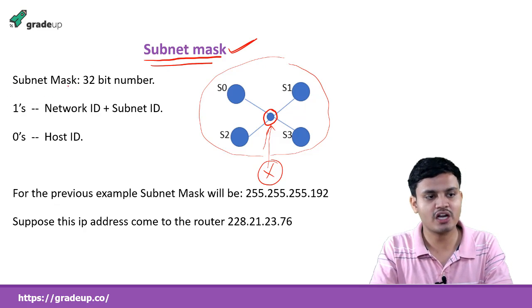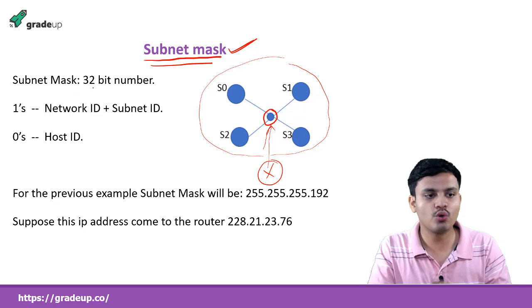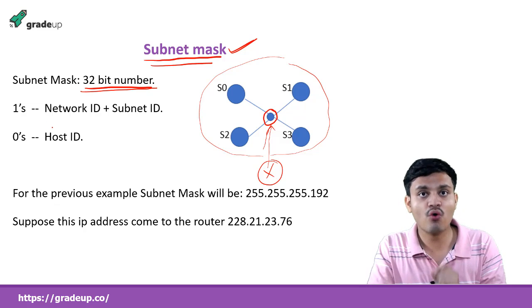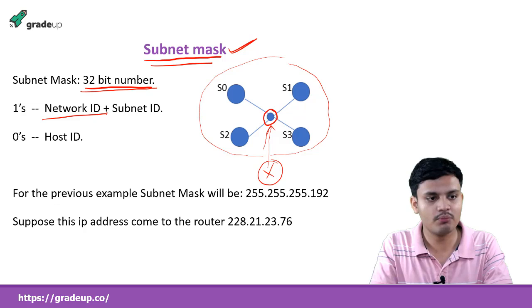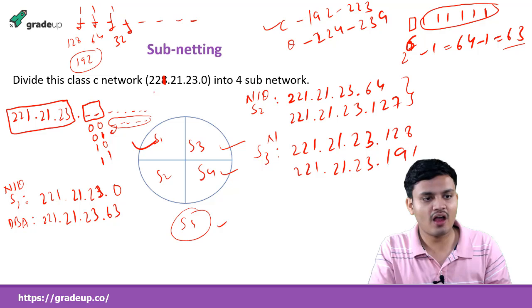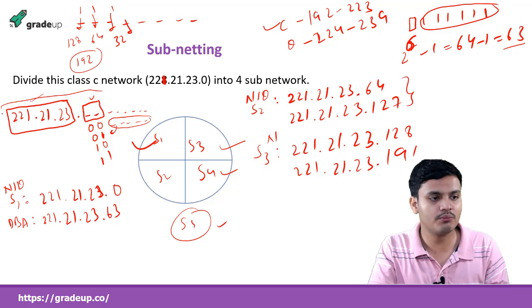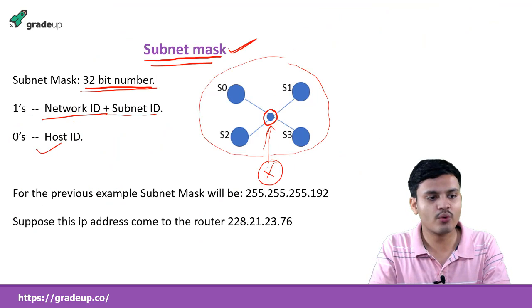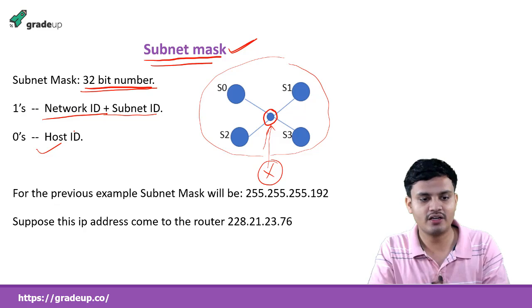Before that, we will learn what a subnet mask is. A subnet mask is also a 32-bit number. In ones we have network ID plus subnet ID. So in the subnet mask we are going to write one for all of the network ID plus subnet ID. For example, this is the network ID, this is the subnet bits we used, so total it will become this. For all of this we are going to mark 1, and for the remaining host ID we are going to mark zeros, and we will get a subnet mask.